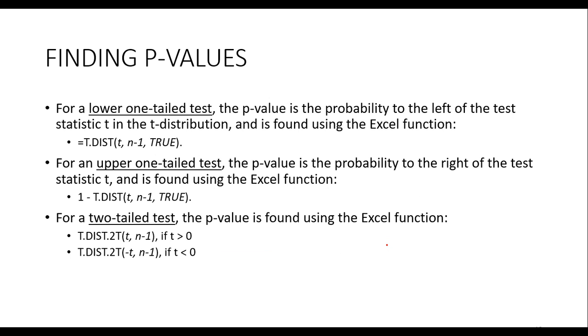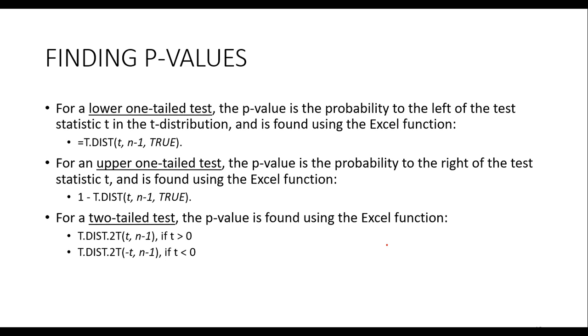For a lower one-tail test, the p-value is the probability to the left of the test statistic t in the t distribution, and it is found using the Excel function T.DIST of t, n minus 1, where n is the sample size, and then TRUE. For an upper one-tail test, the p-value is the probability to the right of the test statistic t, and it is found using the Excel function 1 minus T.DIST of t, n minus 1, TRUE.